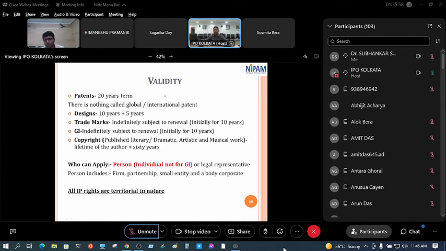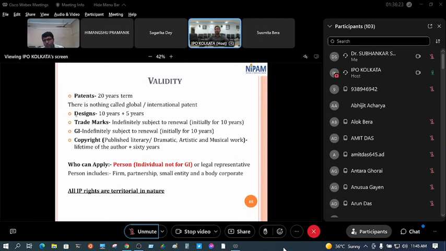For patents, it is 20 years from the term. There is nothing called a global or international patent. This is an important thing. If you have invented something, then you have to receive different patents in different countries. Like you have to apply in India, and you have to apply in America separately.